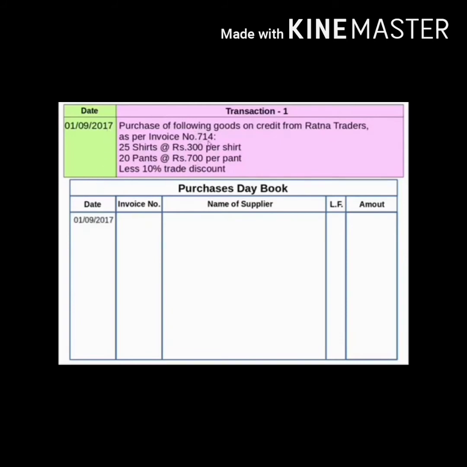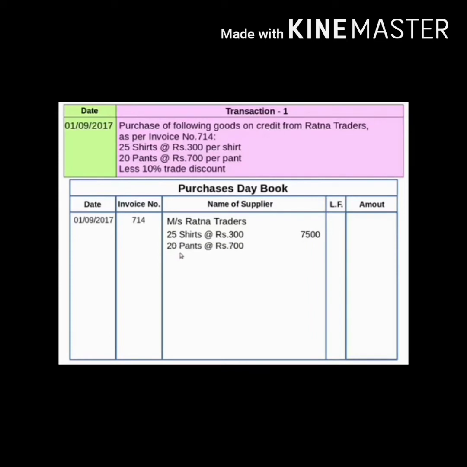We put the date here, 1 September 2017. Invoice number is 714, हमने डाल दिया है. Then the brief explanation, from whom you have purchased the goods. So Ratna Traders is the supplier. So what you have purchased: 25 shirts at 300 per shirt. तो सारा का सारा हमें गुड्स का एक्सप्लेनेशन यहाँ पे डालना है, जितनी भी क्वांटिटी आपने खरीदी है. So we put it here: 25 shirts at 300, so it is 7,500.